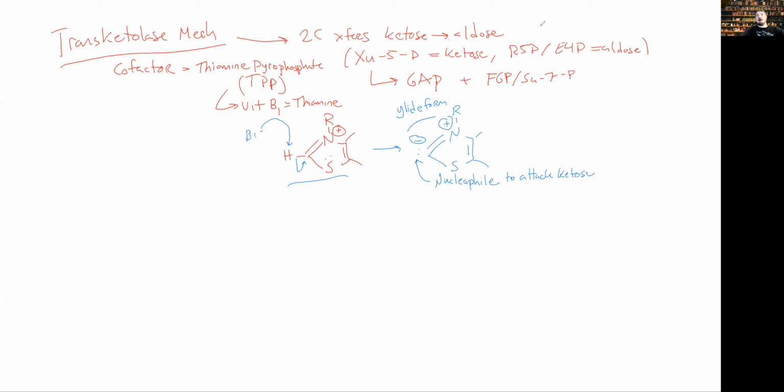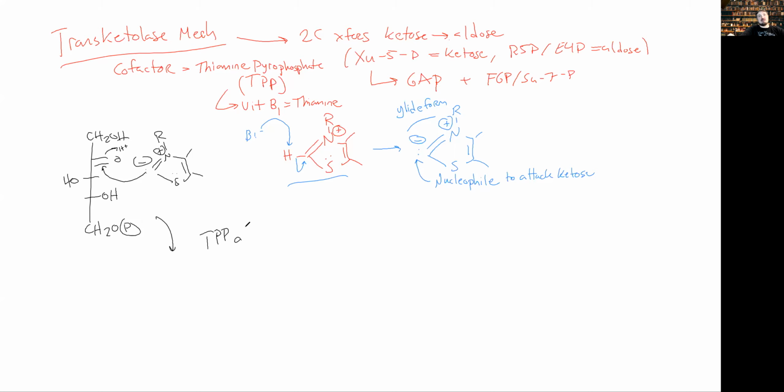Okay, so I'm going to draw up our xylulose 5-phosphate. And I'll draw up our ylid form of the TPP. So what we're going to do first is we're going to attack. Okay. And we're going to generate our TPP adduct. Adduct means stuck on. And our ring is now connected to our substrate.